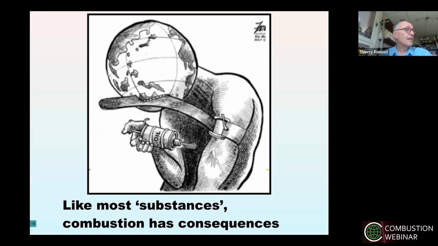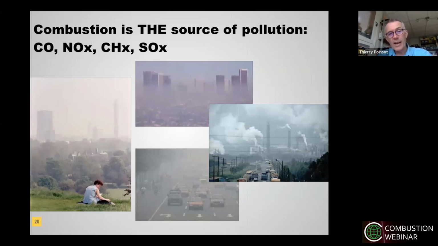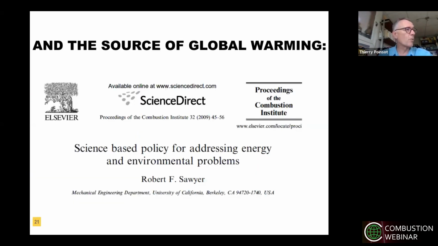So it's fair to say that for our world, consumption of energy through combustion is like a drug. And of course, like most substances, there's a cost to that. The cost, of course, is pollution, but not only pollution through the gases we don't want, it's also global warming. And global warming, we know that there are a few people in this world who do not believe in global warming, but I would say that if you're a scientific person, I don't see how you can not agree, for example, with this very nice talk by Bob Sawyer at the symposium discussing these questions.